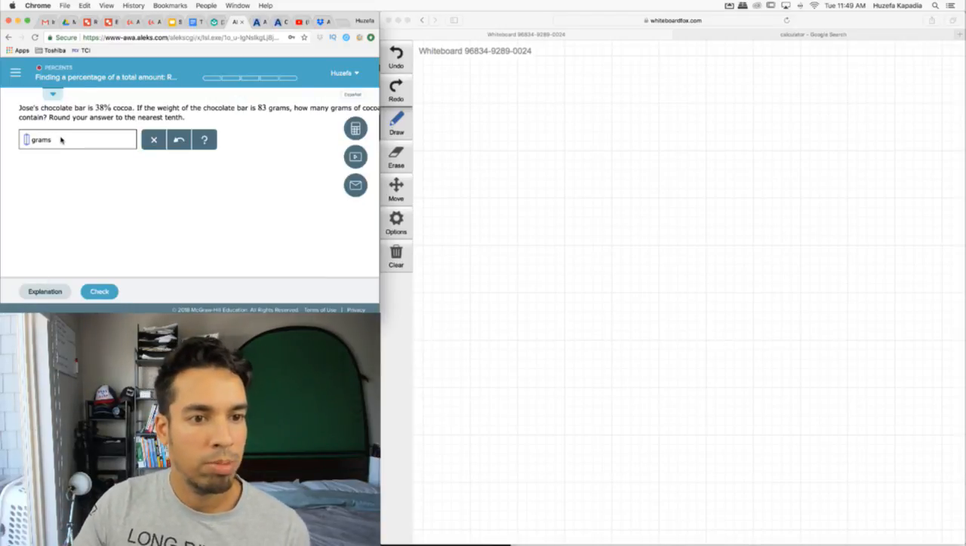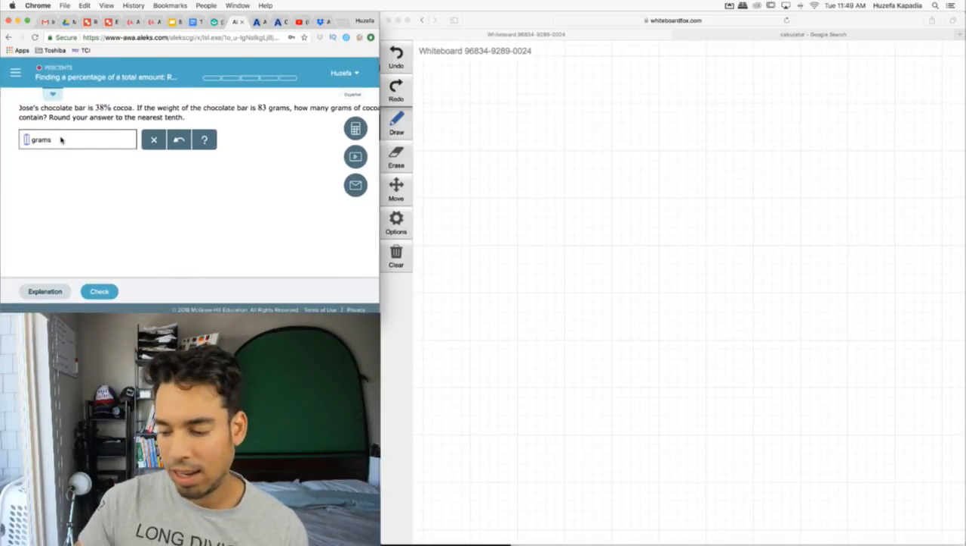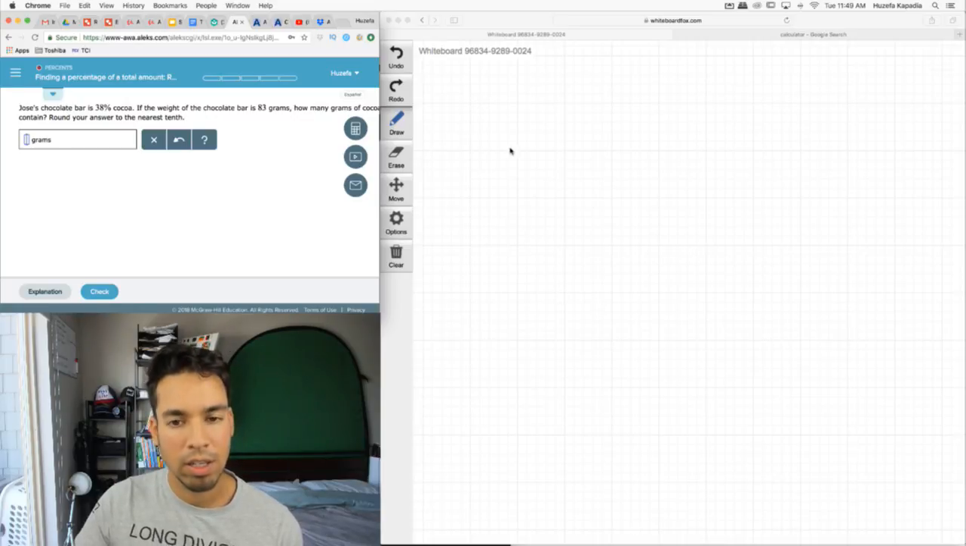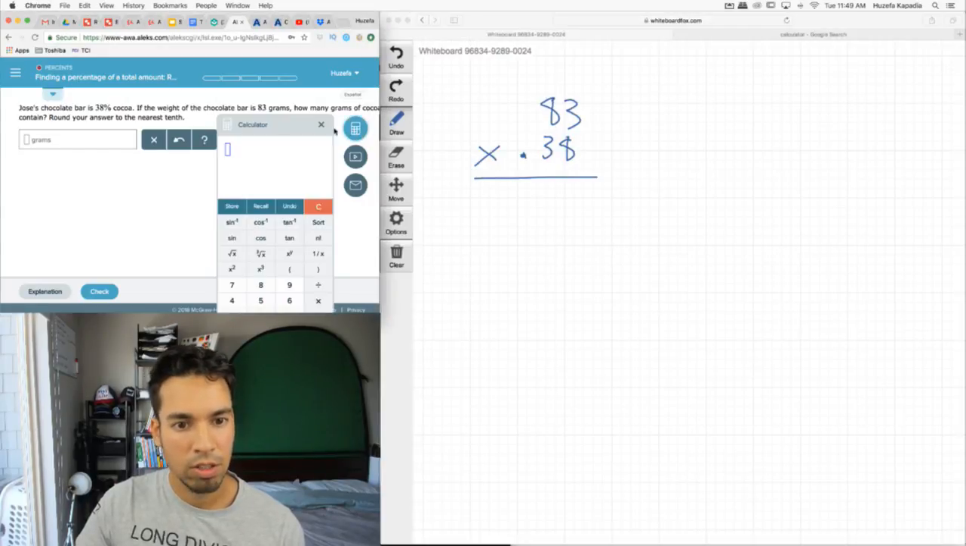Jose's chocolate bar is 38% cocoa. If the weight of the chocolate bar is 83 grams, how many grams of cocoa does it contain? Well, if 38% is cocoa out of 83, we're doing 0.38 times 83. We can use the calculator here, so let's do that.